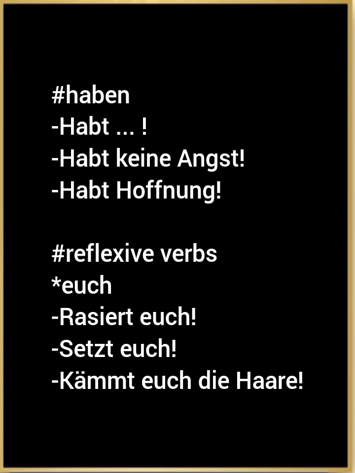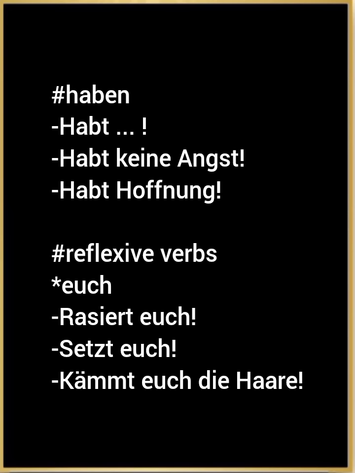And then for haben becomes habt. Like habt keine Angst. Have no fear. Habt Hoffnung. Have hope. Yeah? Etc. And then with the reflexive verbs, we use euch in the ihr form. Like sich rasieren now becomes rasiert euch, shave. Setzt euch, sit down, and kämmt euch die Haare, comb your hair.